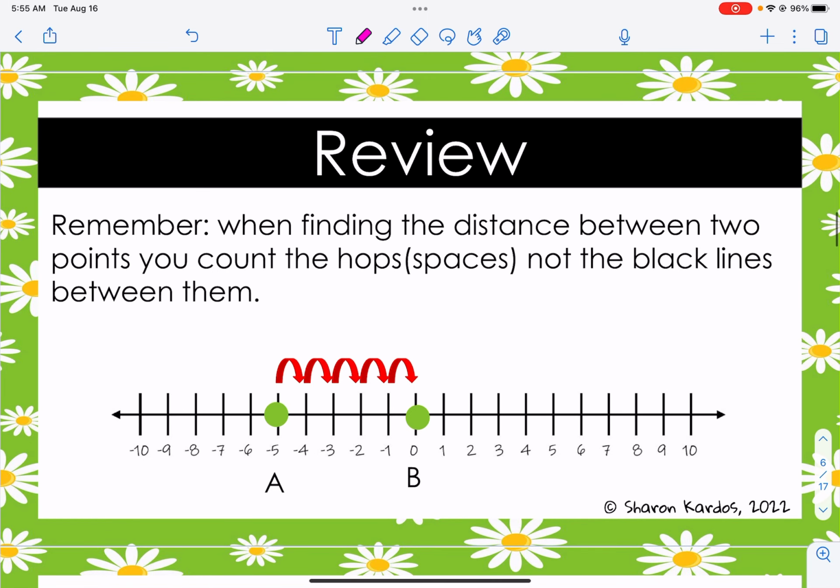Remember, when we're counting on the number line today, to find the distance between 2 points, we're going to make sure we count the hops or the spaces, not the black lines between them. For instance, on this one, if I only count the black lines, it looks like the distance is 4, but if I actually count the hops or the spaces in between, we'll see that it's 5.